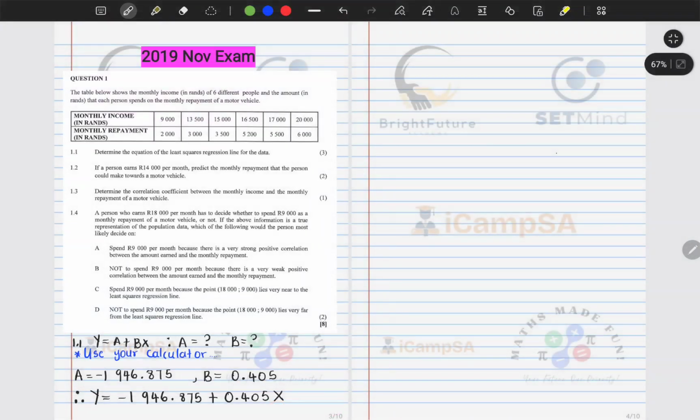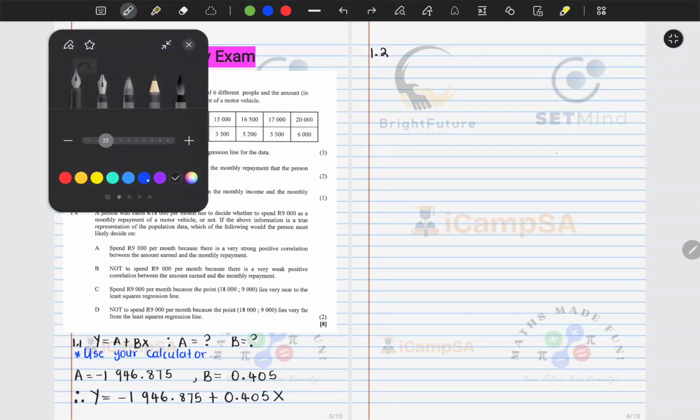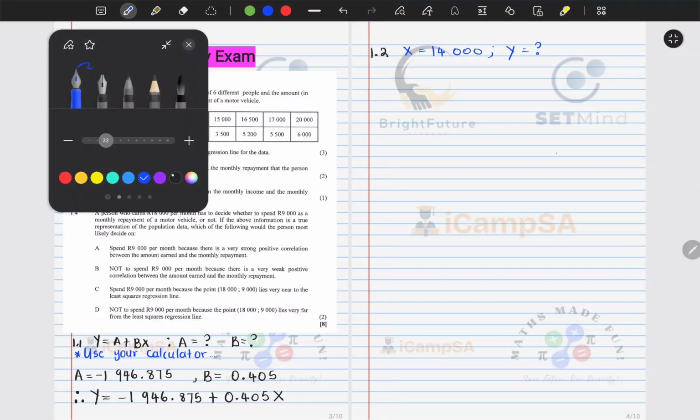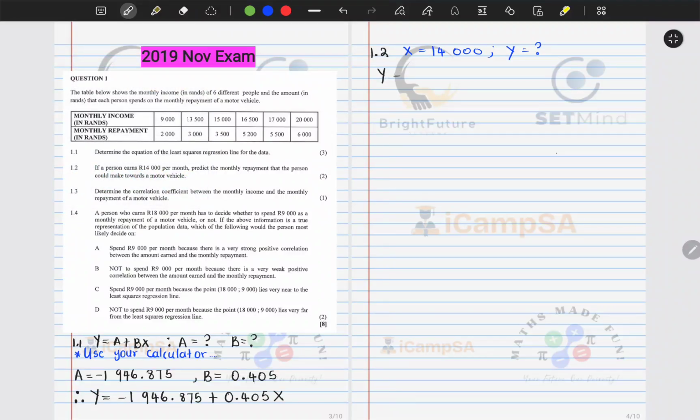Next, which is 1.2, we are required to figure out, if a person earns 14,000 per month, to predict the monthly repayment that the person could make towards a motor vehicle. What you should note is that we're given that x is 14,000 and what we are looking for is y. So I'm going to use the equation: y is going to be negative 1,946.875 plus 0.405 times 14,000.